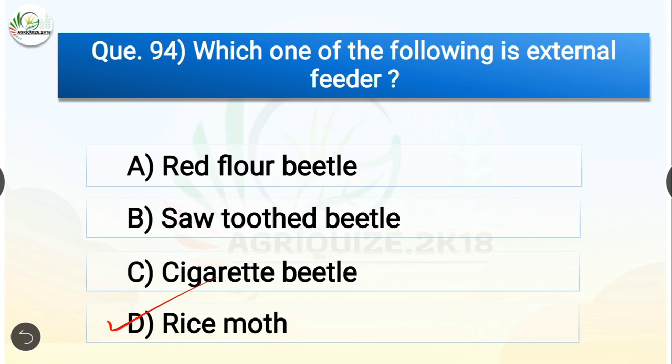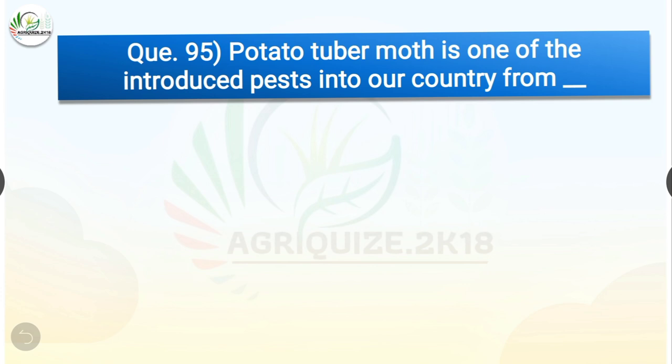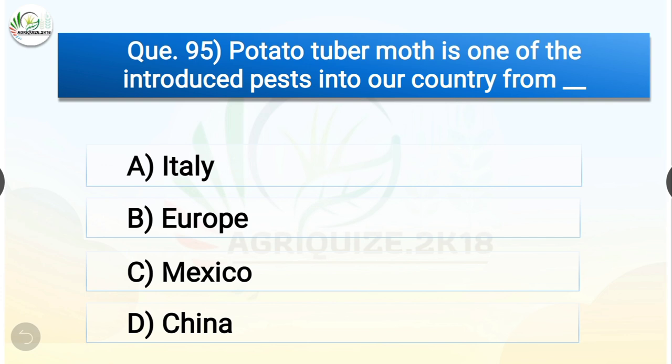Question number 95. Potato tuber moth is one of the introduced pests into our country from dash. The options are Italy, Europe, Mexico, or China. The correct answer is option A, Italy. So potato tuber moth is one of the introduced pests into our country from Italy.